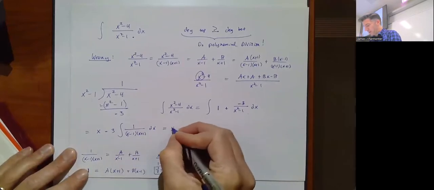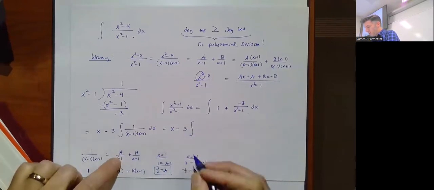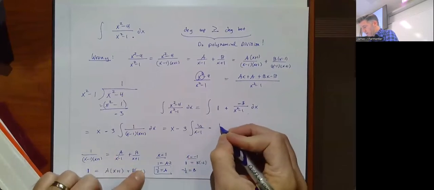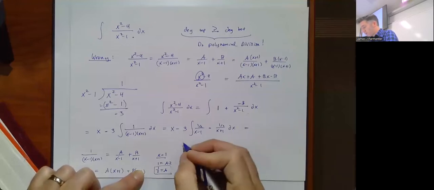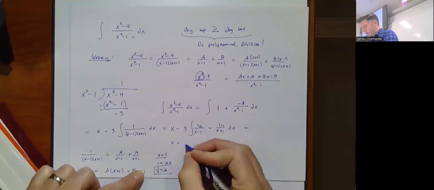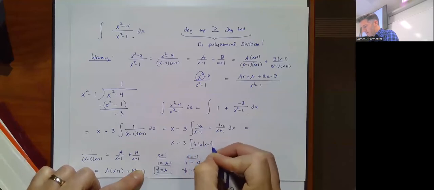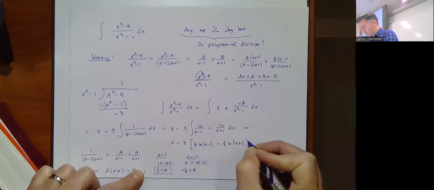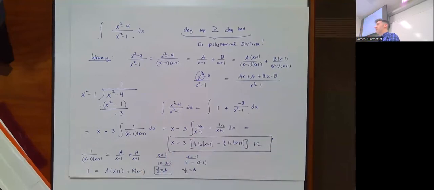So we're going to get x minus 3 times the integral of 1/2 over x minus 1 minus 1/2 over x plus 1. And then we integrate. So we get x minus 3 times 1/2 natural log of the absolute value of x minus 1 minus 1/2 natural log of the absolute value of x plus 1 plus c. And that's how we deal with improper fractions.